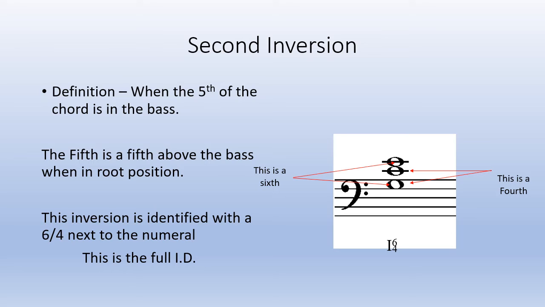The root was in the bass the first time. Third was in the bass the second time. For second inversion, the fifth is in the bass. Because we can't really assume anything from this new abbreviation, we have to just call it 6-4, because you've got a sixth between the bass note and the soprano note, the top note, and you've got a fourth between the bass note and the middle note. So here's your second inversion. If we're in the key of C major like we were last time, this is a 1-6-4 chord.